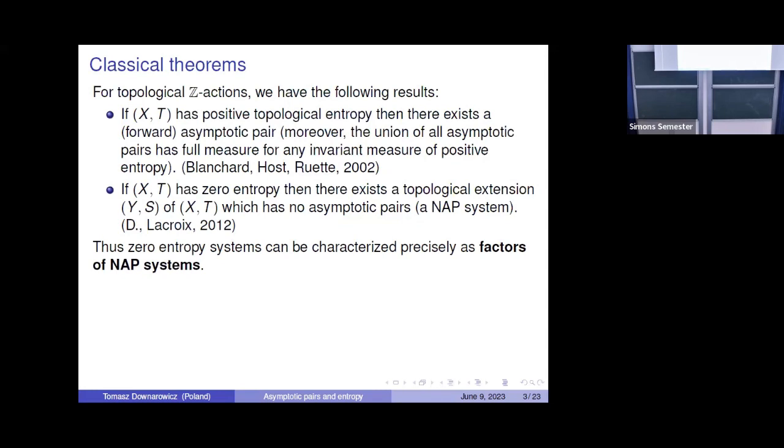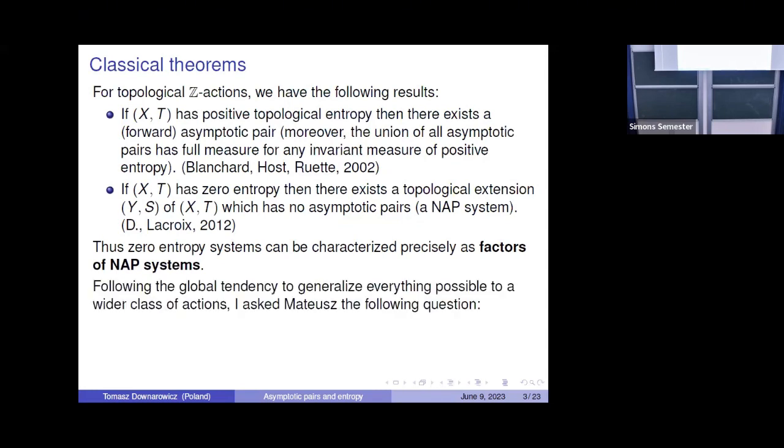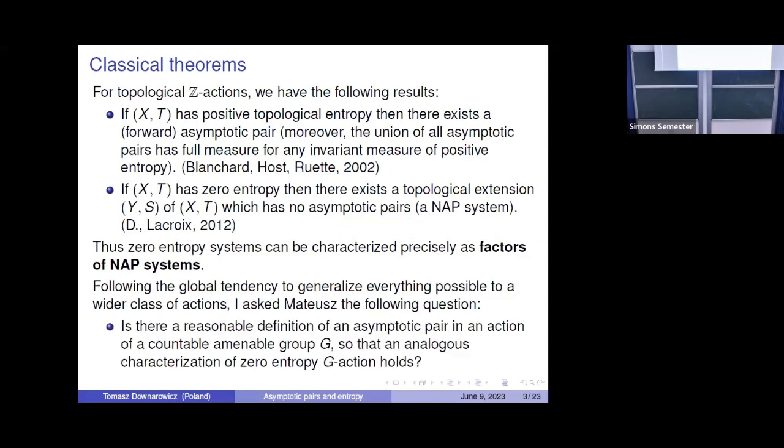Because everything that is known for classical systems is being generalized to countable amenable group actions, I thought it might be a good subject for a PhD student to work on. And I asked the following question: is there a reasonable definition of an asymptotic pair in an action of a countable amenable group so that an analogous characterization of zero entropy holds?